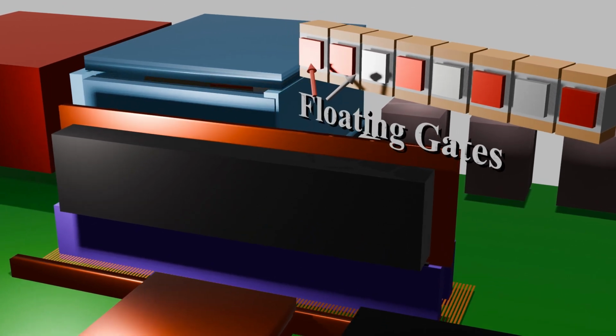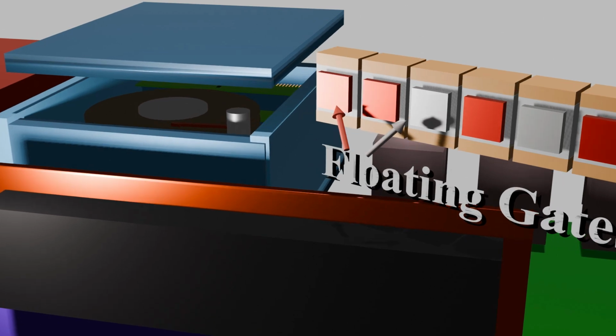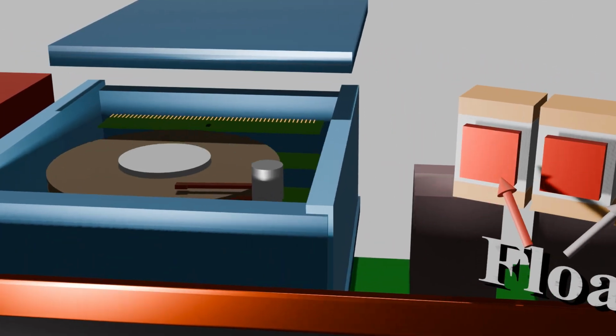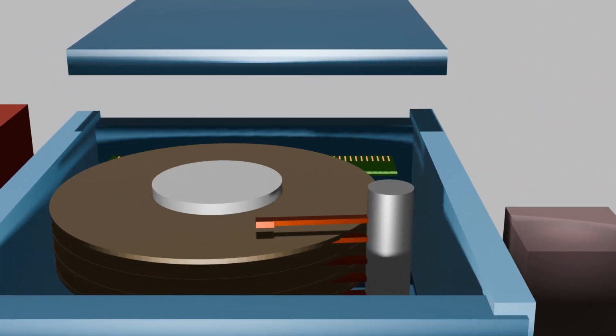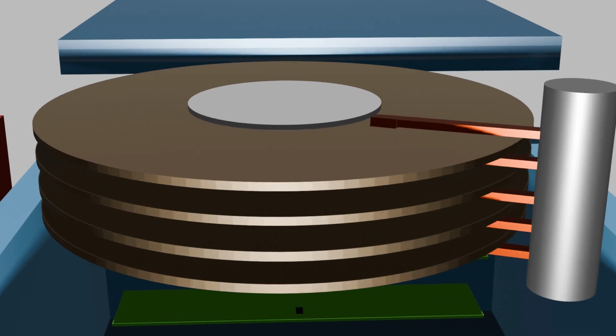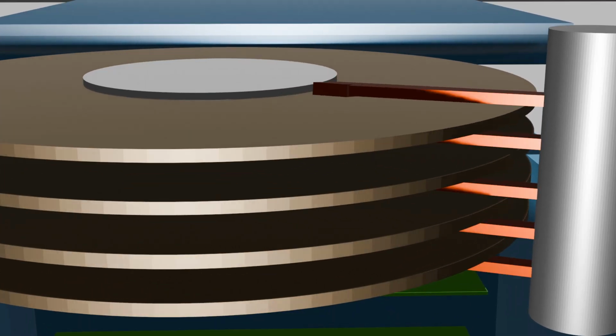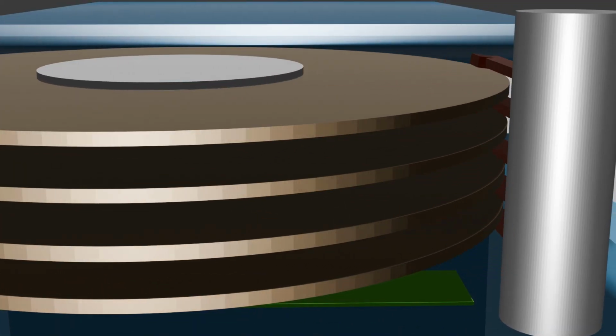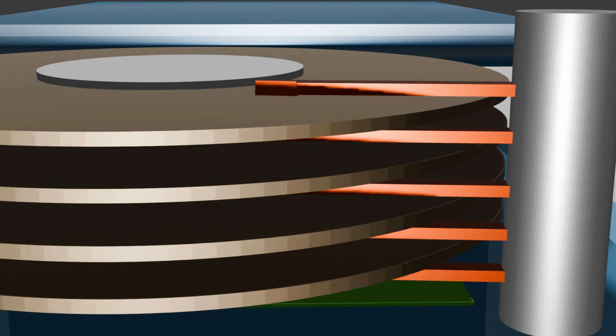Next, we have the conventional magnetic storage medium. Observe how rotating metal plates which have been coated with a magnetic material have been used to store information. At the end of each arm, one will find a small device that can be used to read or write data from or to the magnetic plates.